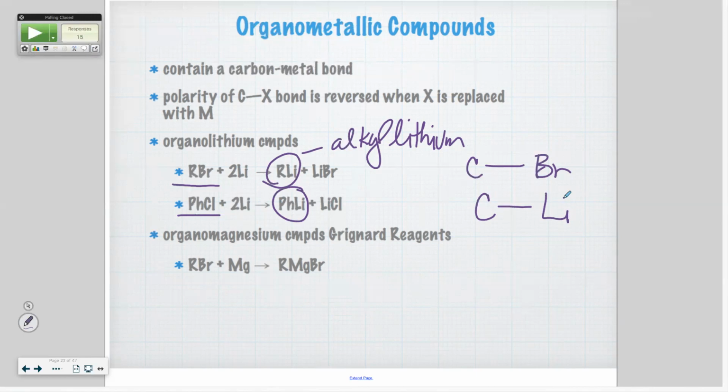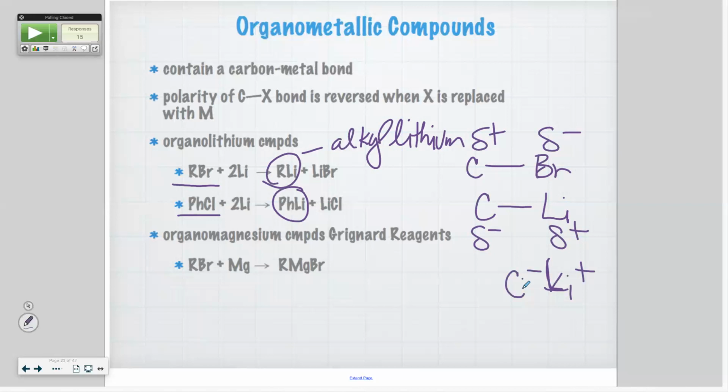Okay, so our C-Br bond is polarized, agree? Which way is it polarized? To the bromine or to the carbon? Who wins? Bromine wins, okay? But when we put that lithium on there, it's polarized the opposite way. So this is negative and this is positive. You can even think of it as almost a full ionic bond, okay, because it's a nonmetal and a metal.